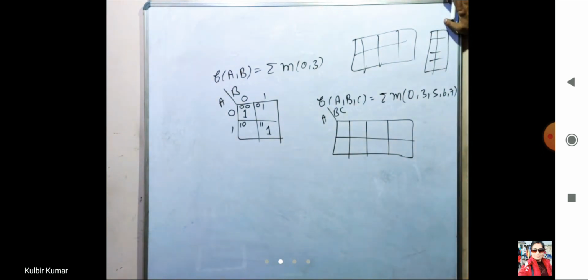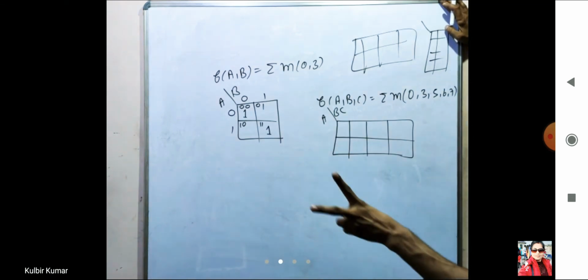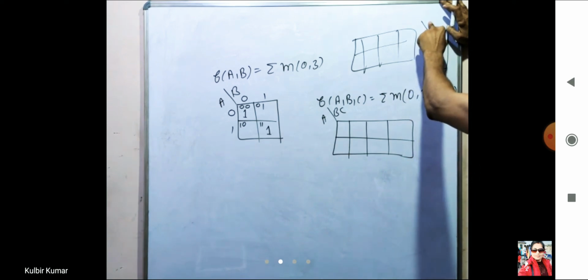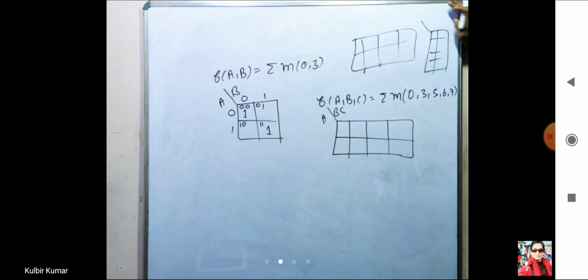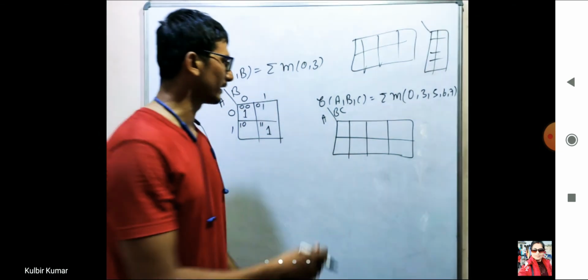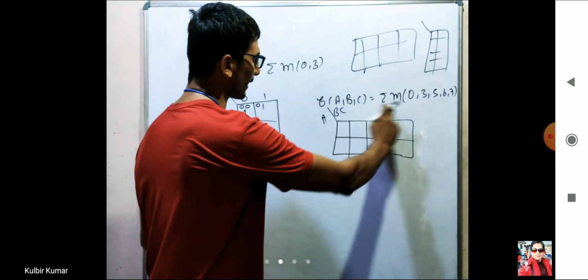And if I'm following this format, then what happens? In total I have 4 rows, and to identify 4 rows 2 variables are required. So I have to take 2 variables here and 1 variable here. Why 1 variable here? Because there are 2 columns, and 2 columns can be identified with the help of 1 variable only. So let us take a for row and take b for column.